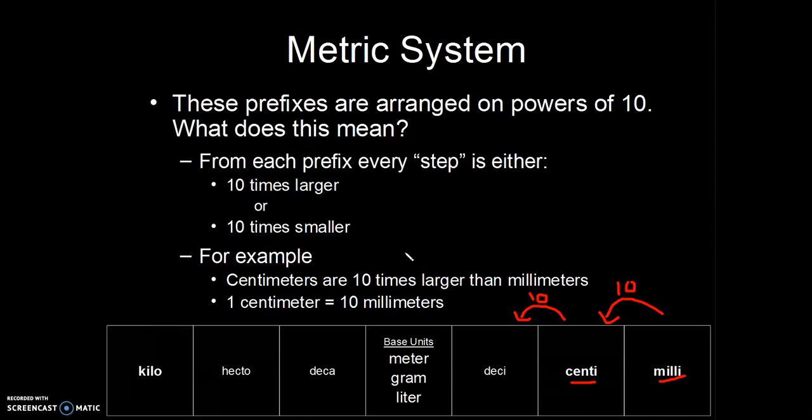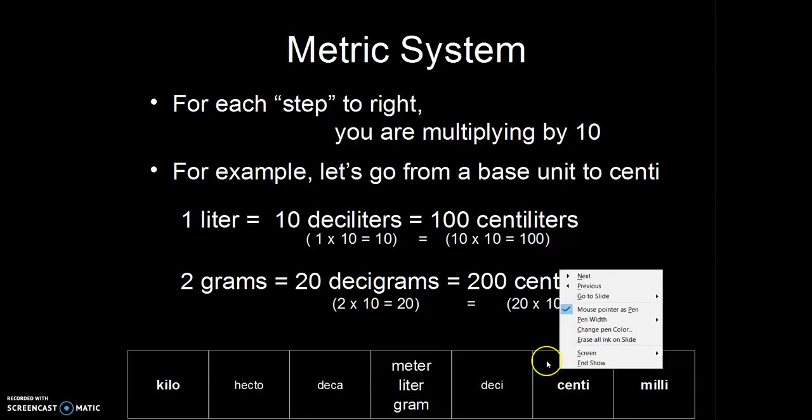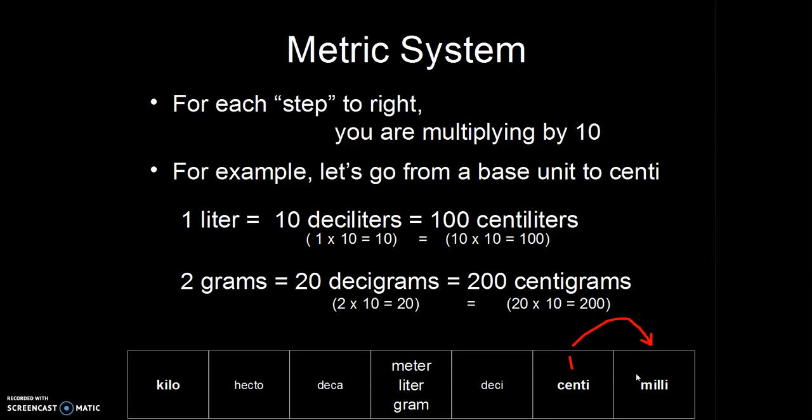So in the metric system, the most important number to remember is 10. For each step to the right, you're going to multiply by 10. So to go from centi to milli, going the other direction, 1 centimeter is equal to 10 millimeters. We've taken 1 times 10 to get the number 10. So 1 centimeter is equal to 10 millimeters.